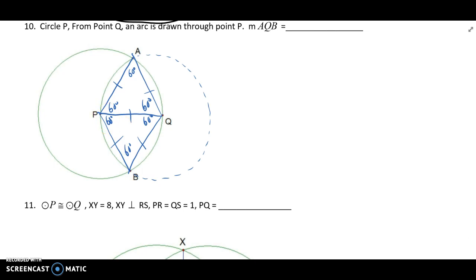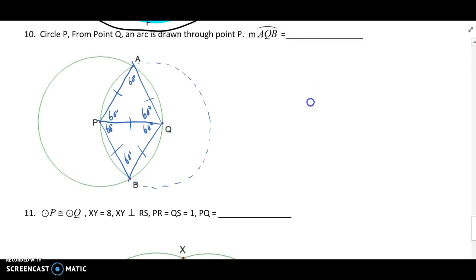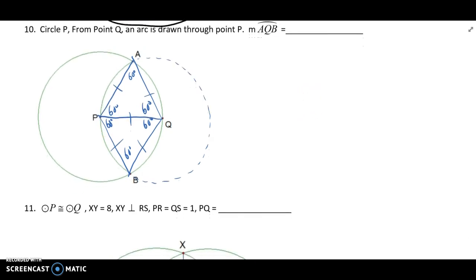Now with these numbers, I'll look at the question. The measure of arc angle AQB. A Q to B, what is this arc angle? We'll bring it back to its central angle. 60 plus 60, so this angle is going to be 120 degrees. Since this central angle is 120, this arc angle is 120.